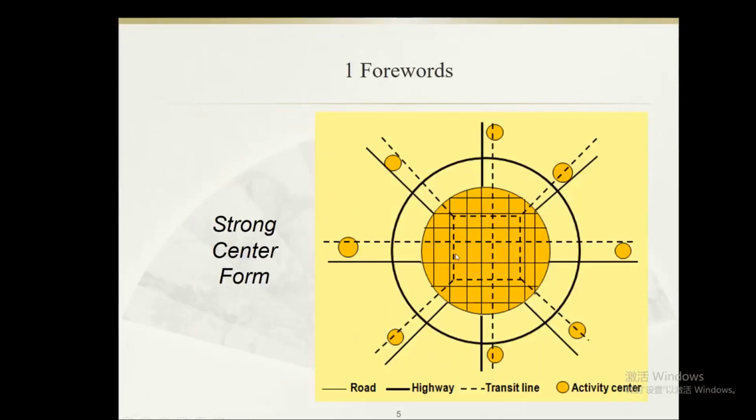Strong center form. If you drive your car into the city center, it will become inconvenient. Very inconvenient because you must utilize what? Common street or common road. You cannot drive very fast because the highways will stop outside the city center.